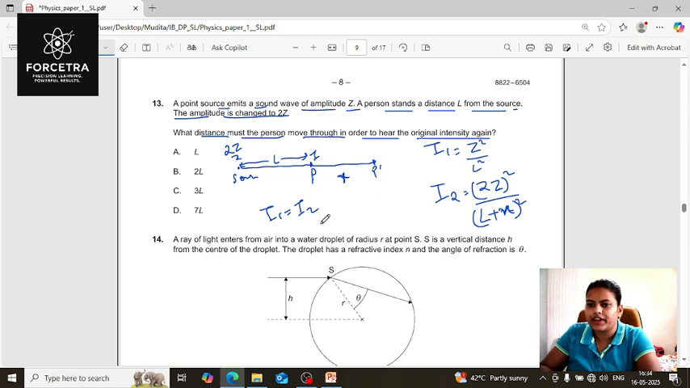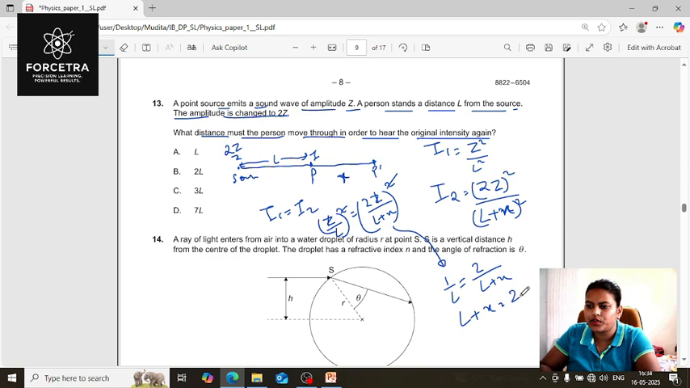When we equate it, it would be z upon L whole square of it is equal to 2z upon L plus x whole square of it. So square would get cancelled and z will get cancelled. So I am solving it here. It would be 1 upon L is equal to 2 upon L plus x. And when you cross multiply, L plus x would be equal to twice of L. So x would be equal to L. So the extra distance which he needs to travel is L.